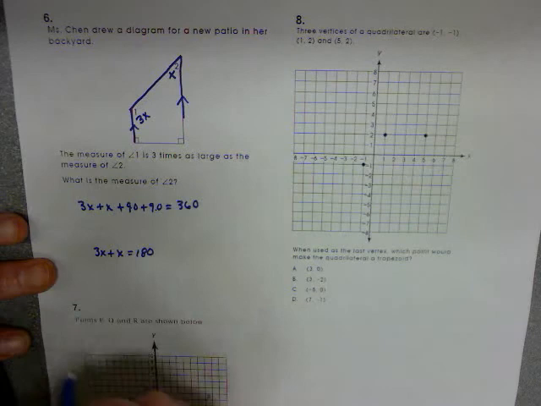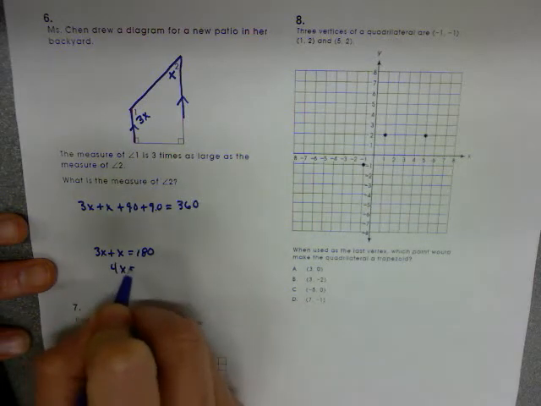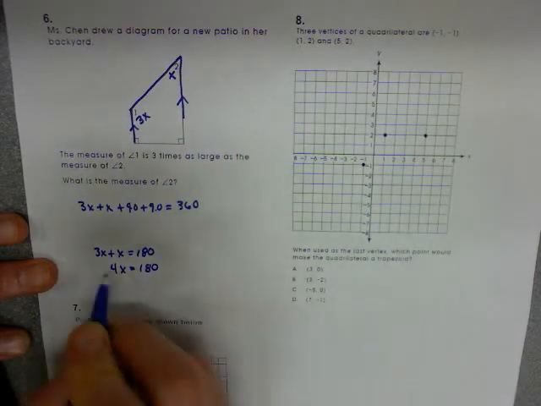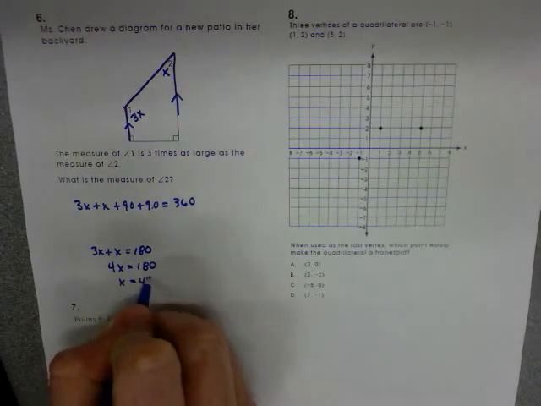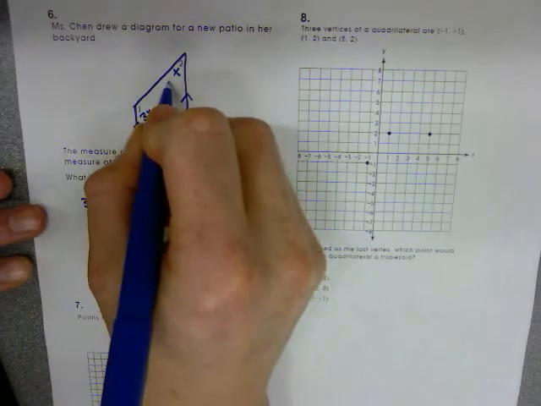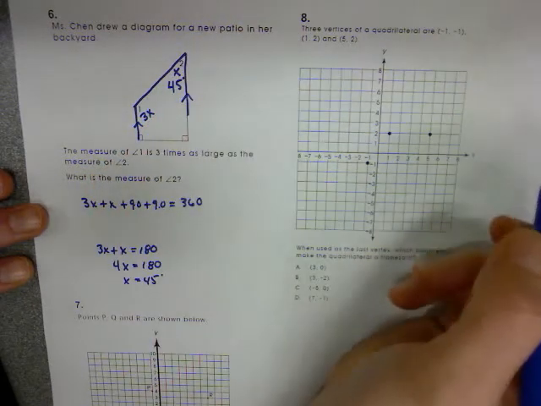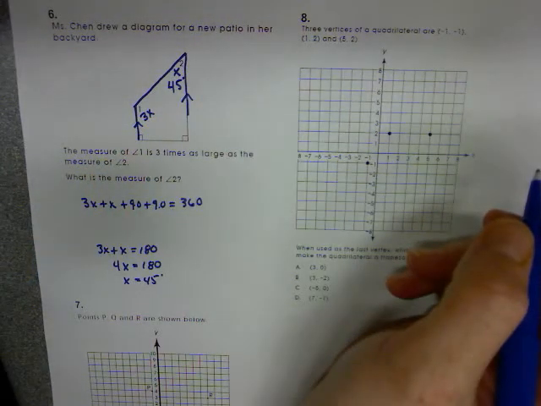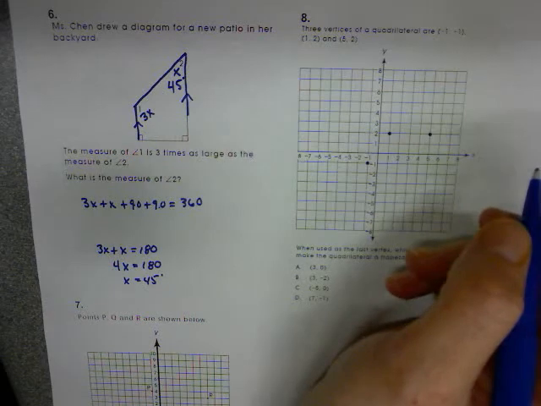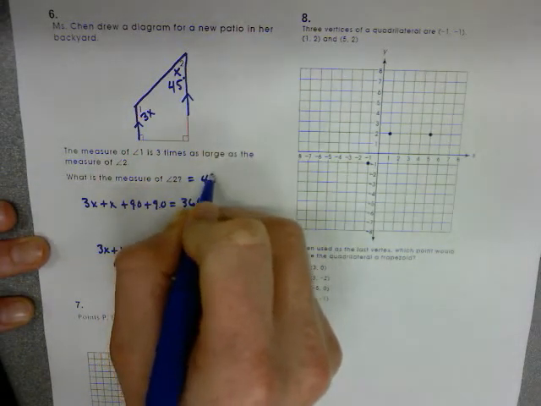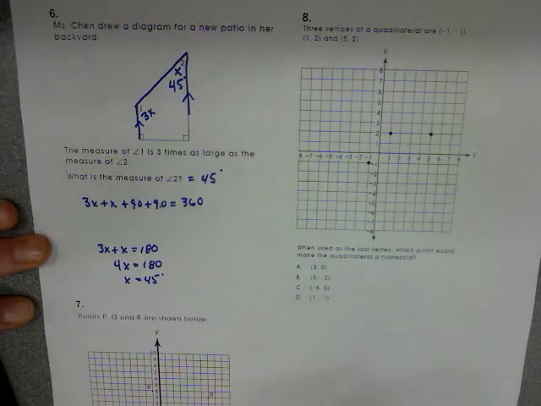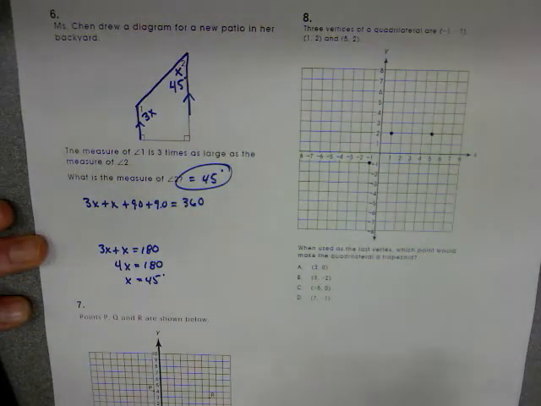So we'll just continue solving. And we get 4x is equal to 180. And 180 divided by 4 is 45. So x is 45 degrees, so angle 2 is 45 degrees. And the measure of, what are we looking for? The measure of angle 2. So we did find the measure of angle 2 since 2 was x. So this is 45 degrees. And that's our answer. Okay?